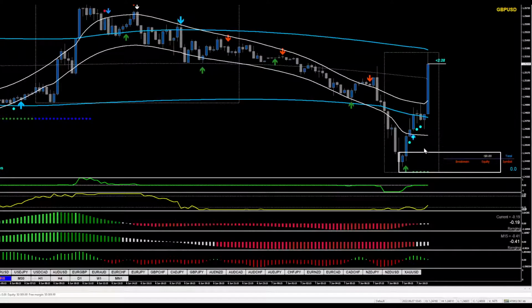So maybe we get a pullback here into this order block, or this order block. There's a second one right here. Let's see what Fibonacci says. Yeah, they're both past the 50% retracement, so they would both be valid. Let's see what happens. I'm just going to leave them here. That's just for me. It has nothing to do with my strategy.